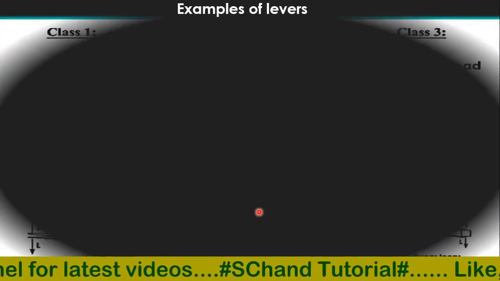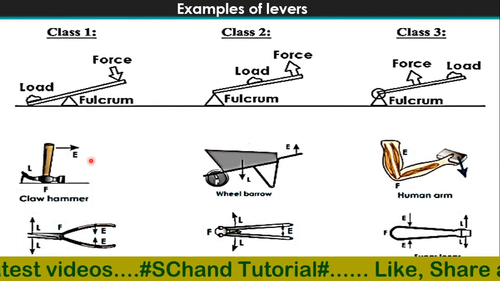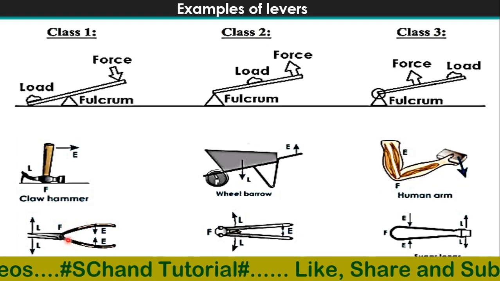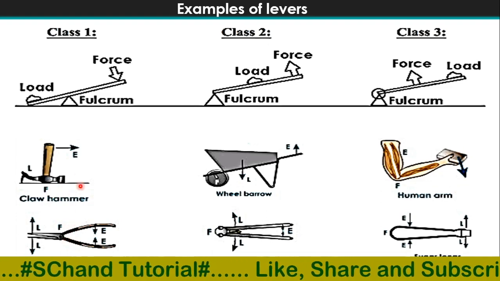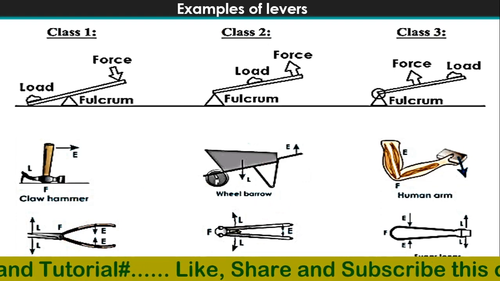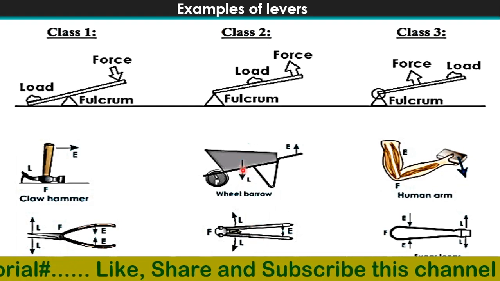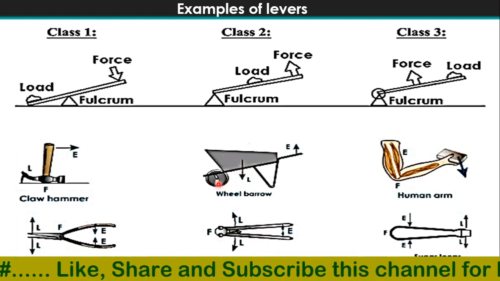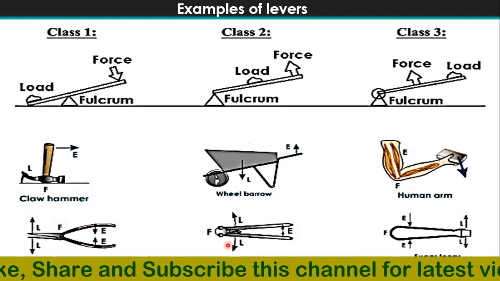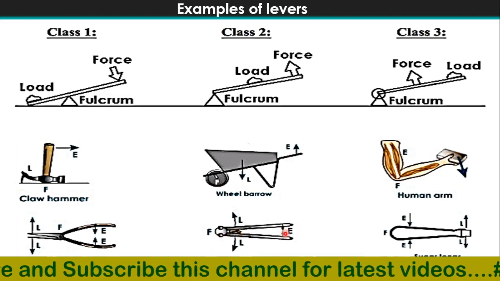So examples of the levers. Levers of first class, like claw hammer, pliers. Class 2 levers: wheelbarrow, nutcracker. Load is between. In the wheelbarrow, load is here, fulcrum is here, and effort is applied here. In the nutcracker also in the same way. Fulcrum is here, nut is kept here, and the effort is applied here.